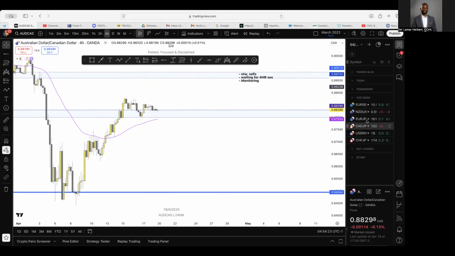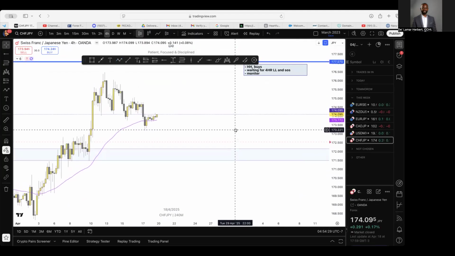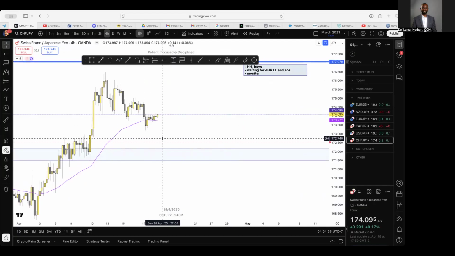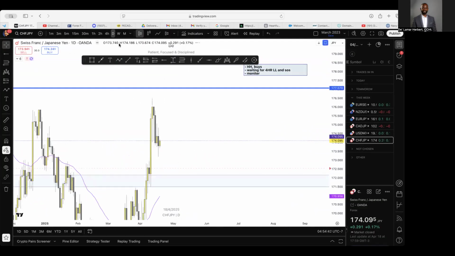Now for this week, I got about 1, 2, 3, 4, 5, 6 pairs, starting with CHF JPY. We are waiting for the 4 hour lower low. Okay, so the 4 hour lower low is for buys. We want to see a shift of structure here. Now this is buys here. This is a pullback. I have the shift down here.